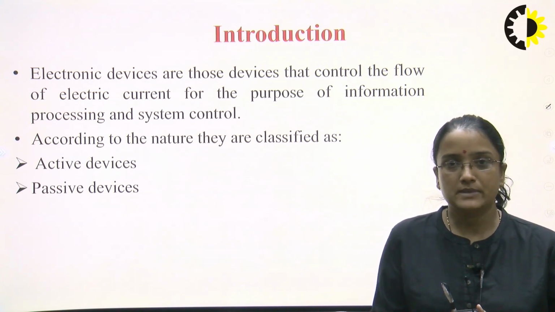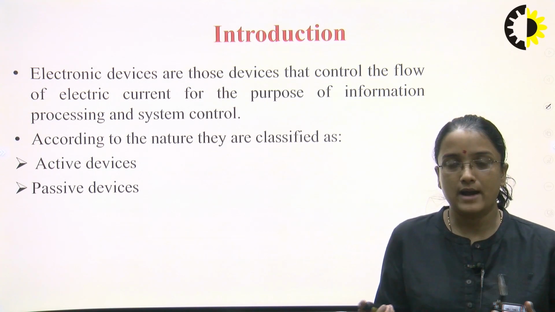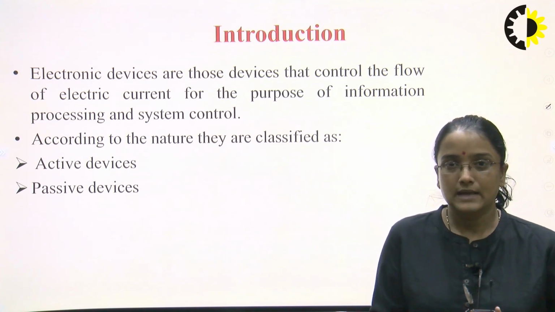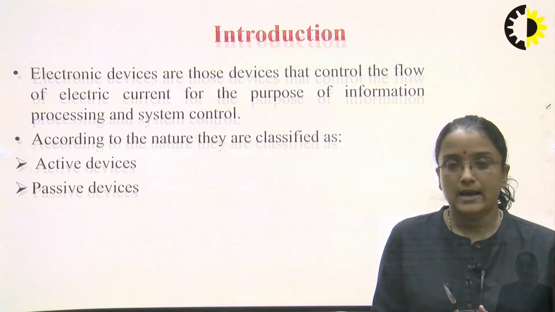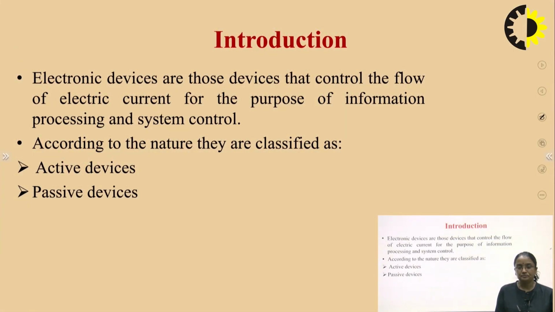Active devices are basically acting as the transmitter, that is, they are providing energy to the particular circuit. Examples are BJT, diode, and FET. BJT is the bipolar junction transistor, the PN junction diode, and the third one is FET, that is field effect transistor. These are all examples of active devices.